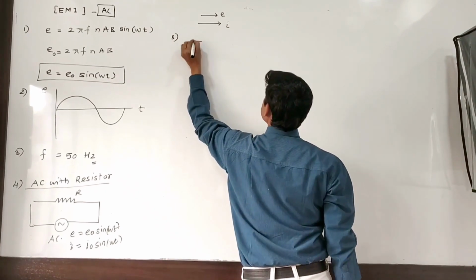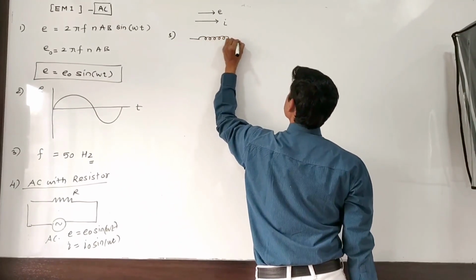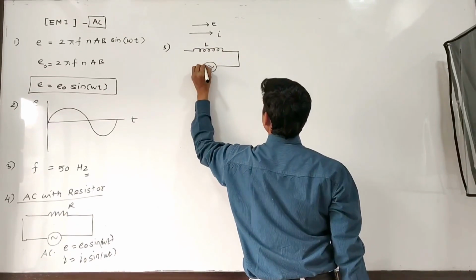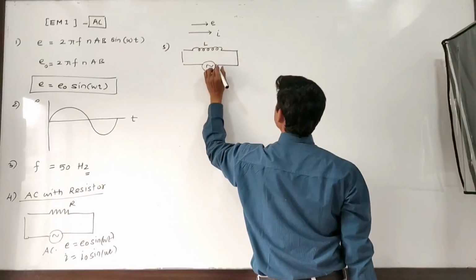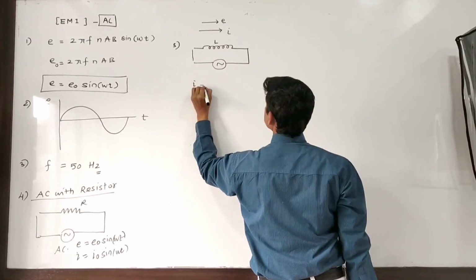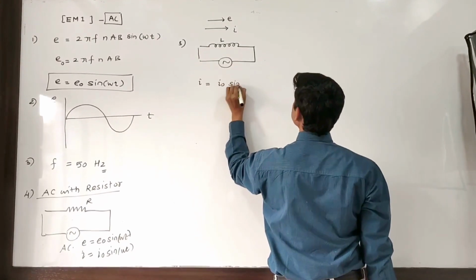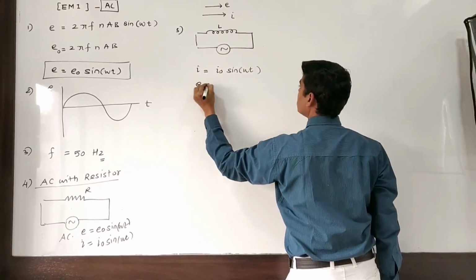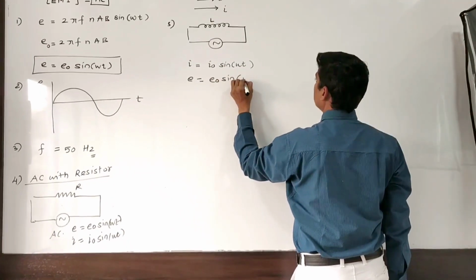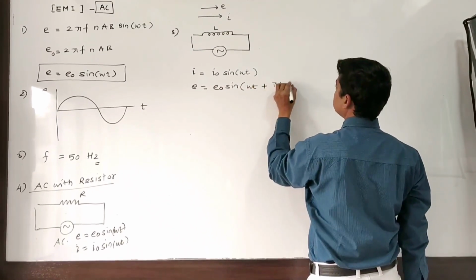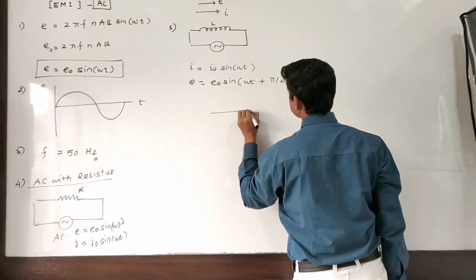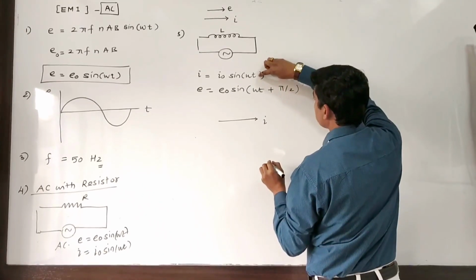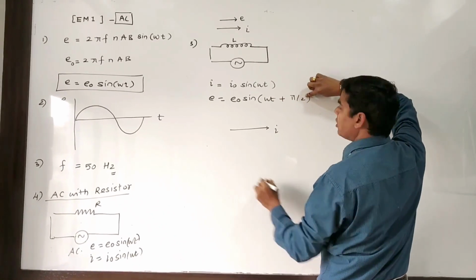Then next is AC with pure inductor. When we consider AC with a pure inductor, let I equal I0 sin omega t be the current supplied by the AC. Then we have E equals E0 sin of omega t plus pi by 2, that is, whenever we consider current I along the x-axis, the phase of EMF leads the current by pi by 2.